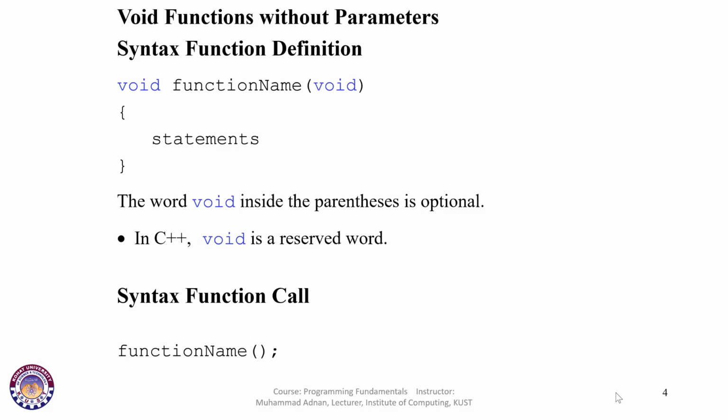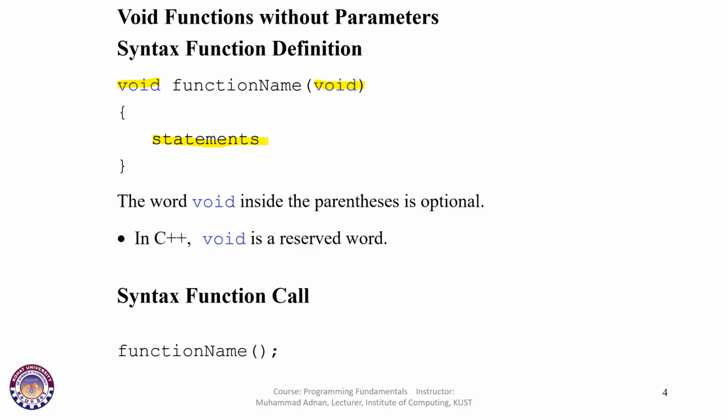So this is a simple syntax of a void function. Void function without parameters. So we have function name. You can see that the return type is void. It means that it will not return any data. And in this case, we have a void function without any formal parameters. And then the statements of void functions are in this opening and closing curly braces. The word void inside parentheses is optional.